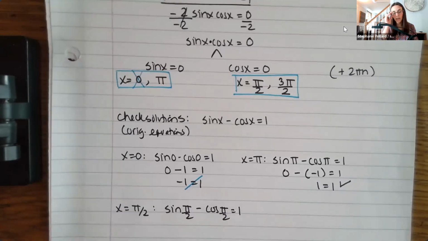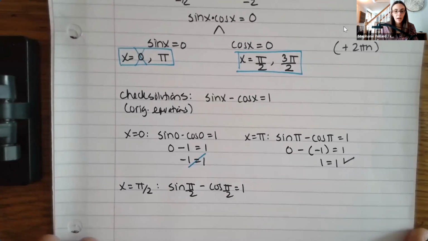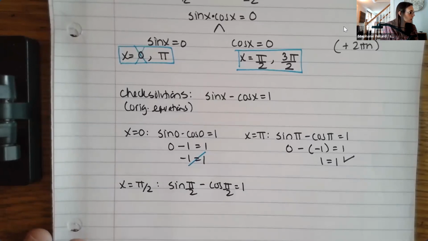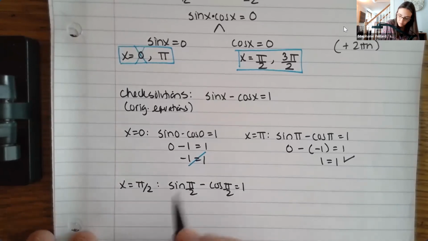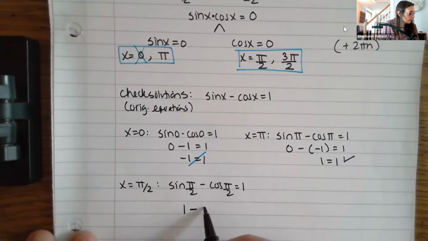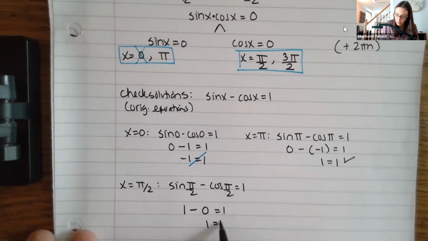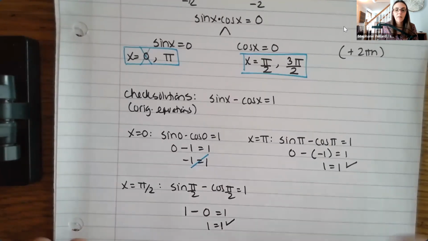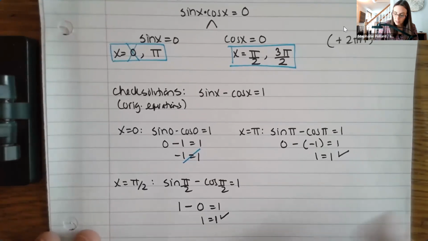All right, here I check sine of pi over 2 minus cosine of pi over 2. Is that equal to 1? Well, sine of pi over 2 is 1, and cosine of pi over 2 is 0. So 1 equals 1. This one is good. So far we only have one problem. And let's check the last one.